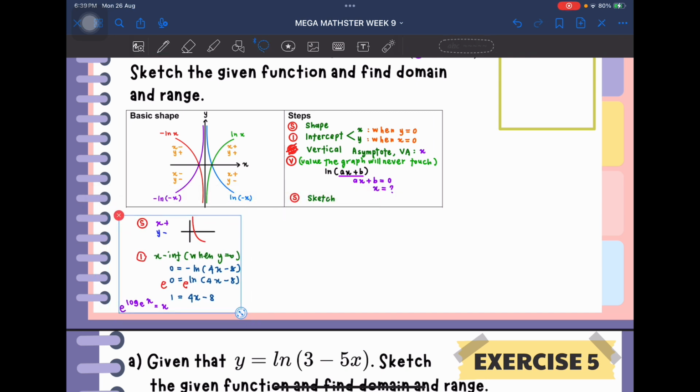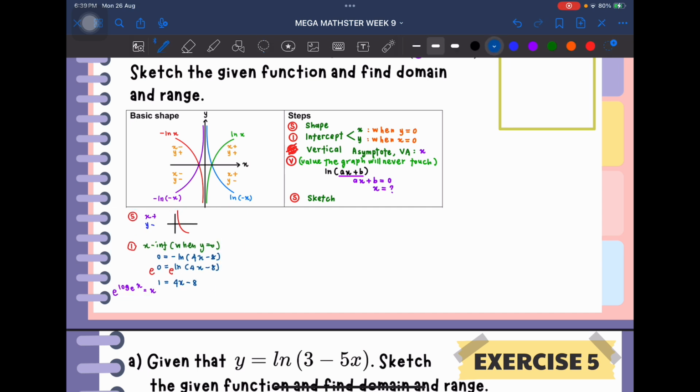Okay, so tak muat sikit-sikit. Right, and then from here kita nak jadikan x sebagai subjek. So akan dapat 4x is equal to 9. So x is equal to 9 over 4. Okay, so that's it for your x-intercept.